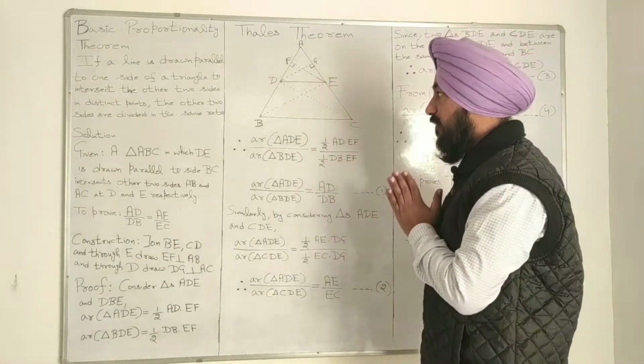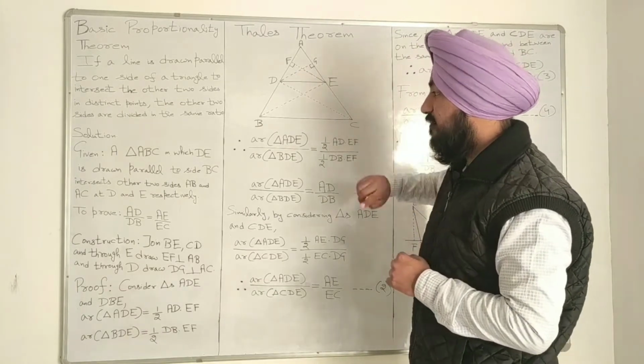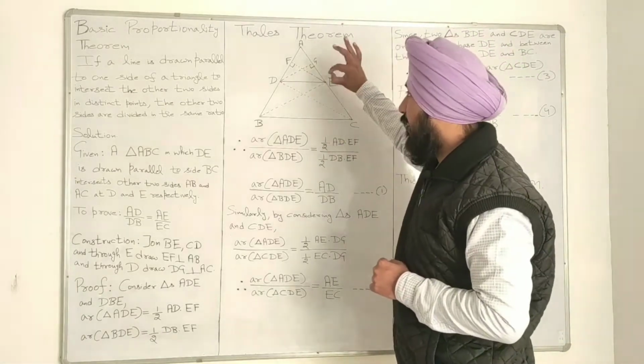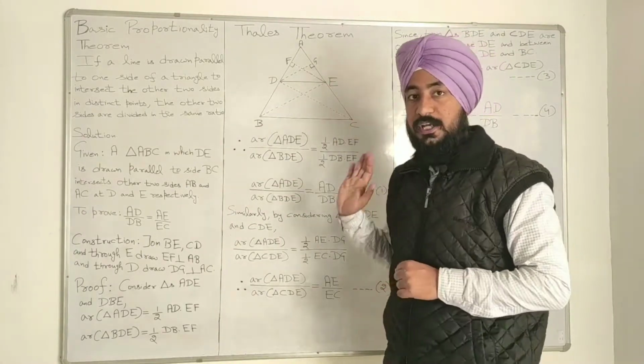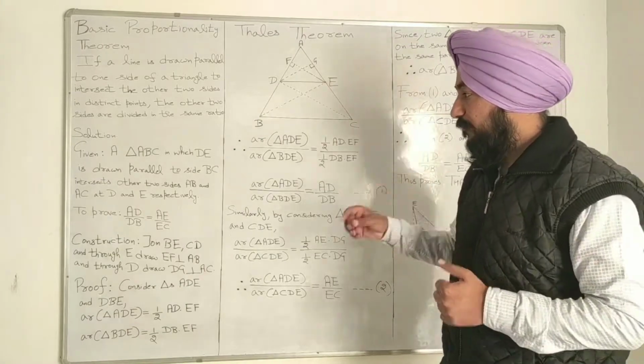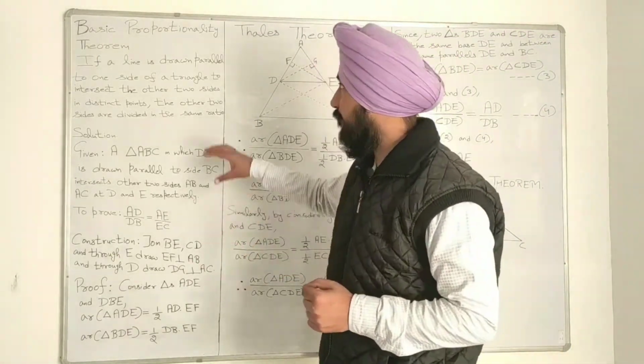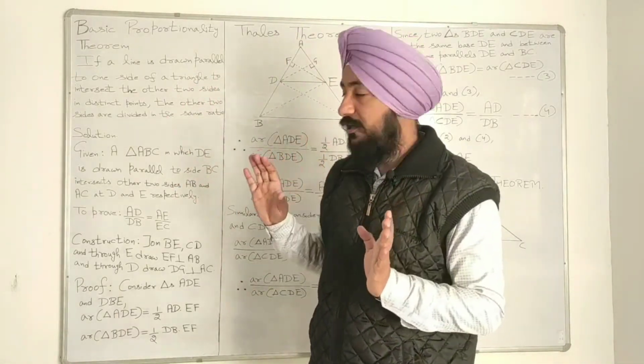Okay, so this is given to us: a triangle ABC in which DE is drawn parallel to side BC, intersects other two sides AB and AC at points D and E respectively. Now what we want to prove in this question? We are going to prove that AD upon DB is equal to AE upon EC.